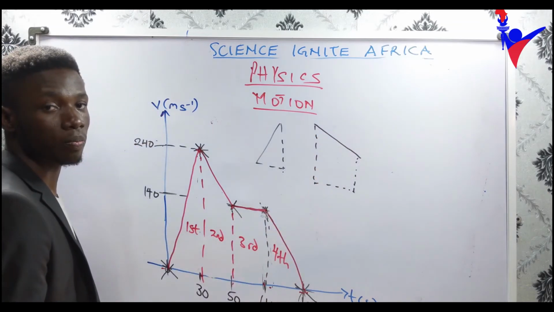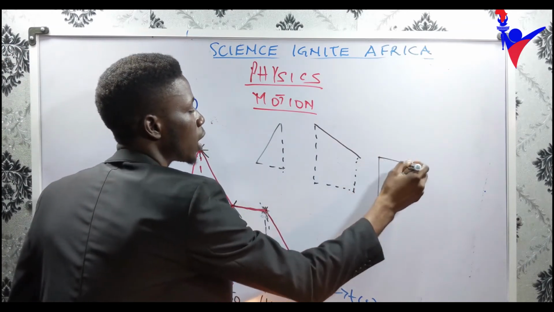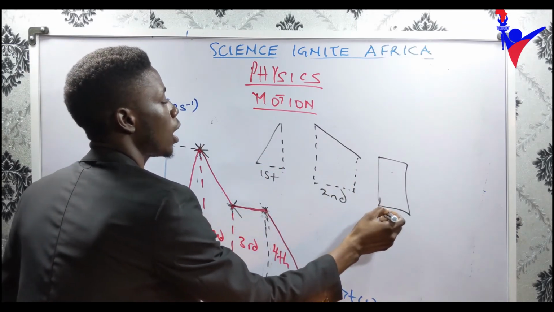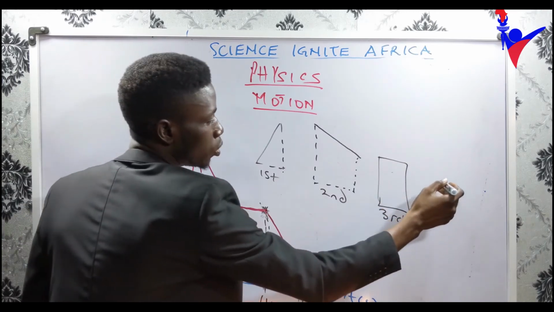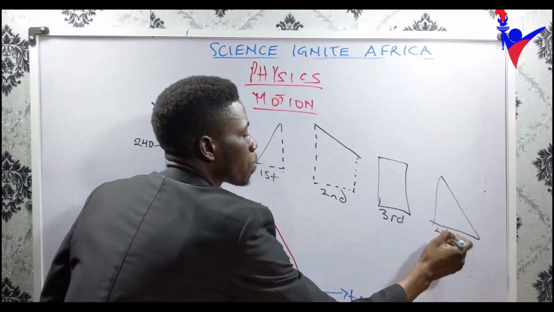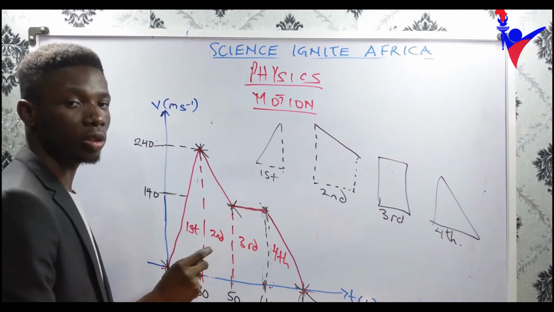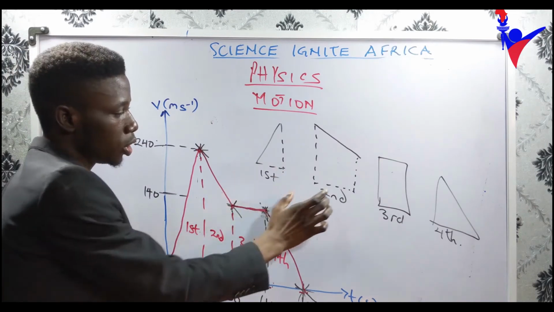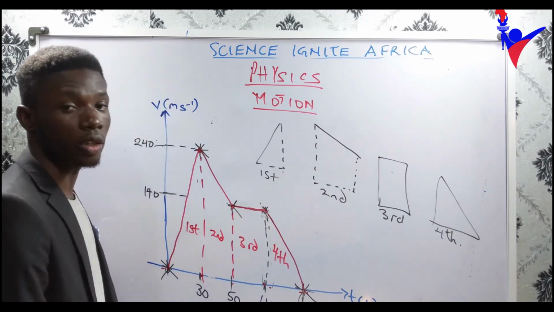This is a trapezium. And for this third stage of the motion, I have a rectangle. This is the first, second, and this is the third. And the fourth stage is simply a triangle as well. Now, this is very wonderful, meaning that all the stages of motion are giving us a plane shape. The first one gave us a triangle, the second a trapezium, the third a rectangle, and the last a triangle again.